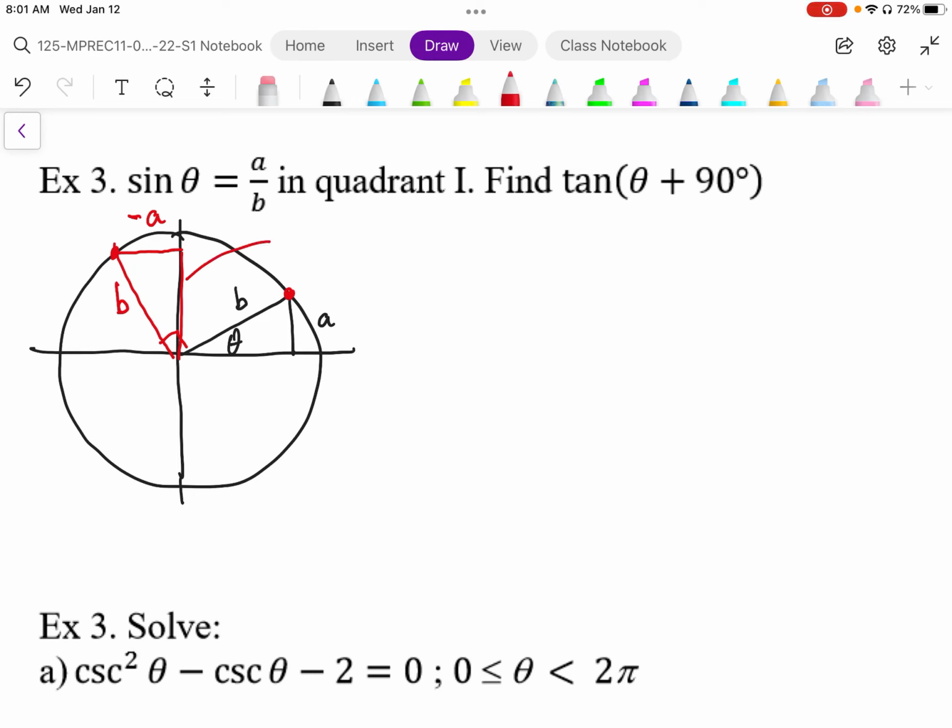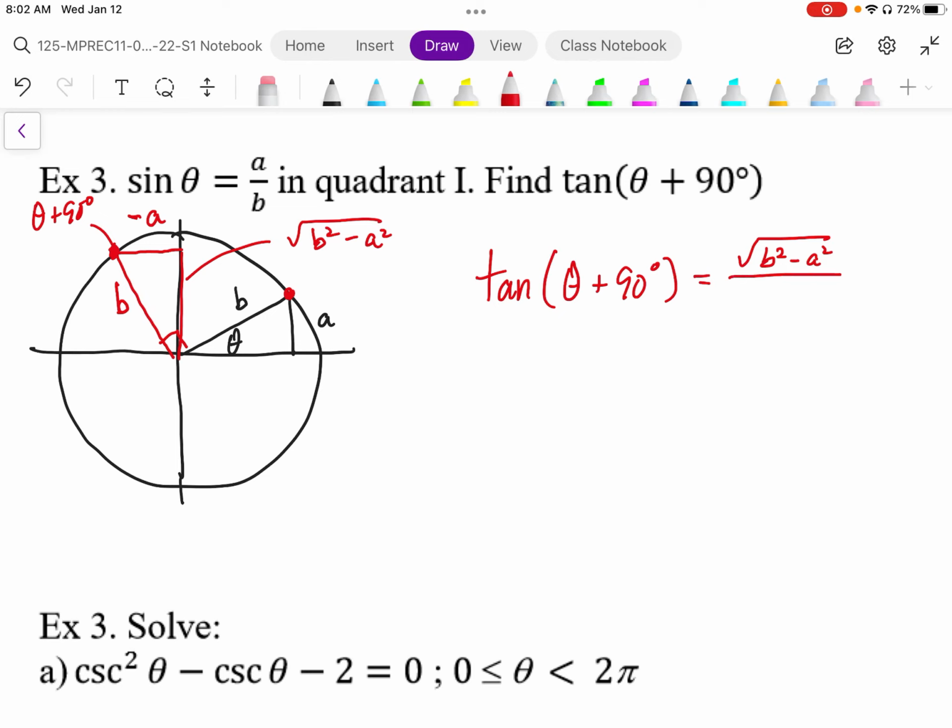Then I can work out this side here using Pythagoras. It's going to be b squared minus negative a squared, which I'm just going to write as a squared. Once I have this red triangle, this angle position represents theta plus 90 degrees. So if I want to write the tan of theta plus 90 degrees, I can just use that triangle. It's going to be the slope of that triangle, which is rise over run. The rise is going to be the square root of b squared minus a squared, and the run is going to be negative a. So we have a negative slope, and that represents my tan value for that new position. So I can find 90-degree rotational positions using this kind of strategy.